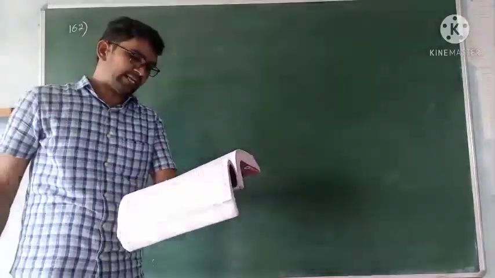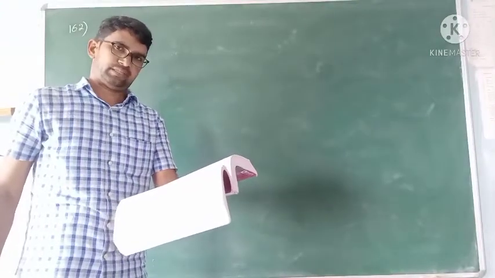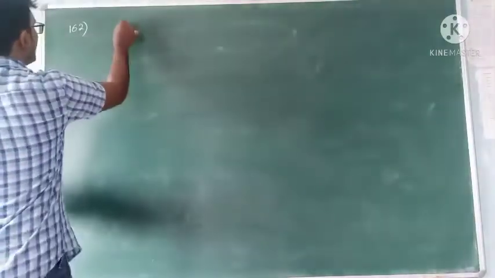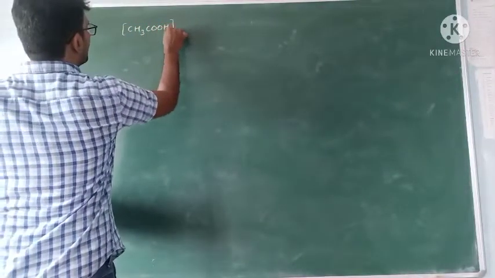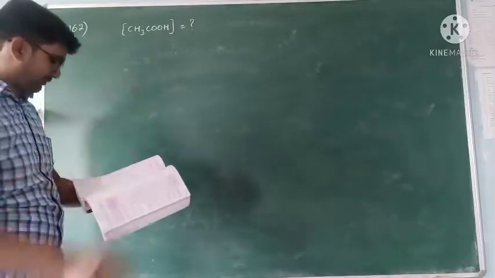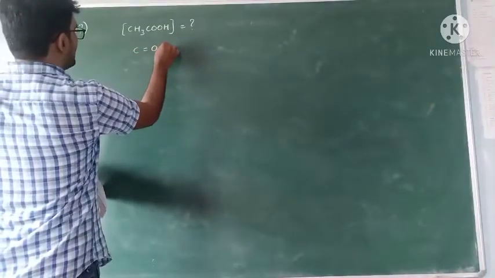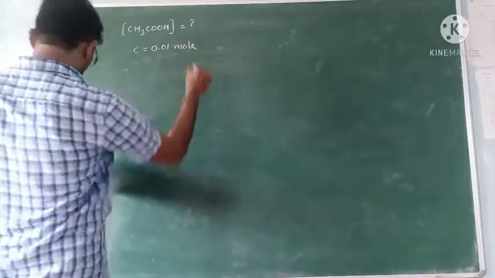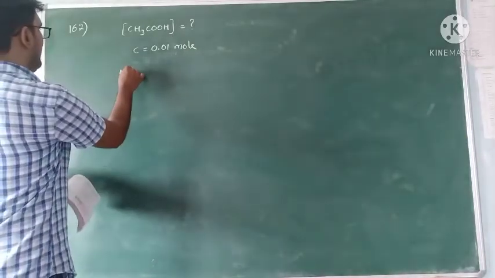What is the concentration of CH3COOH in a solution? In one solution, calculate the concentration of CH3COOH. We have to calculate. This solution is prepared by dissolving 0.01 mole of one salt. What is the salt?